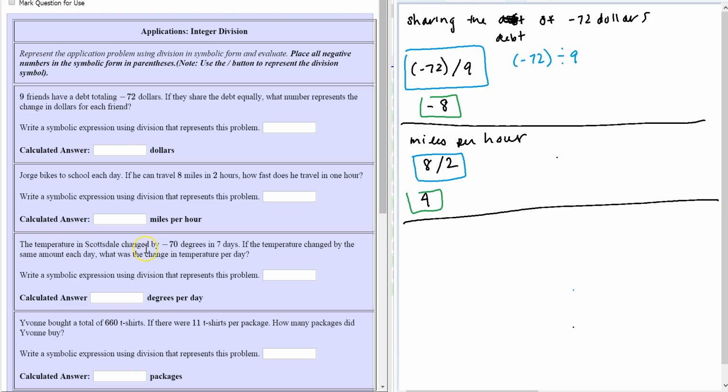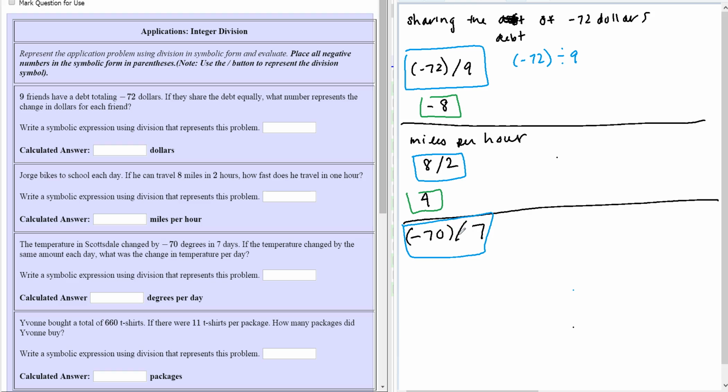The temperature in Scottsdale changed by negative 70 degrees in 7 days. If the temperature changed by the same amount each day, what was the change in temperature per day? So we have negative 70 degrees split up equally amongst 7 days. This is another fair share problem. We're going to take negative 70 and divide it equally among each of the 7 days. This will be our symbolic representation. By habit I put the division symbol, but on your keyboard you're going to use the backslash.